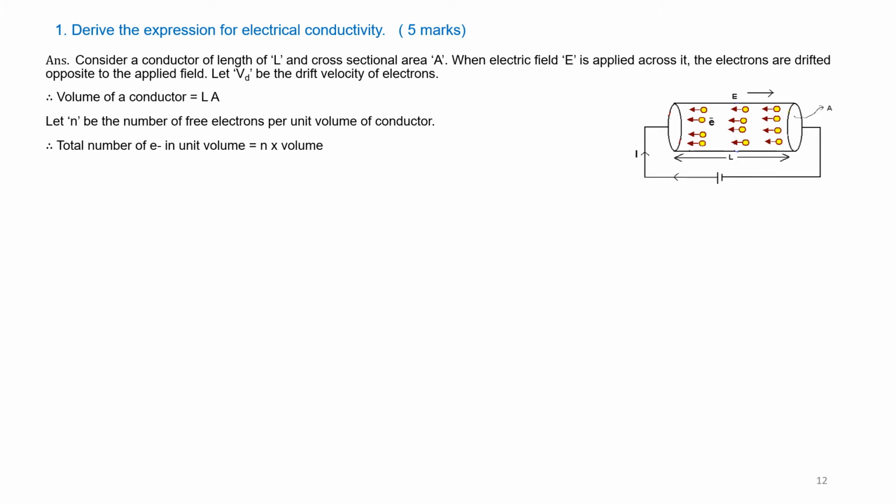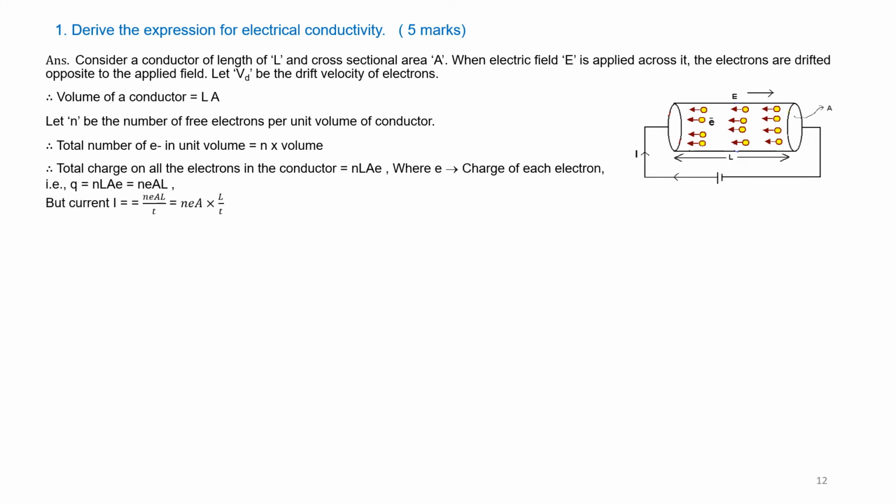Therefore, the total number of electrons is equal to N into volume, that is N L A. The total charge on the electrons in the conductor is given by N L A into e, where e is the charge of one electron. Therefore, the charge is given by Q is equal to N L A e, which is equal to N e A L.